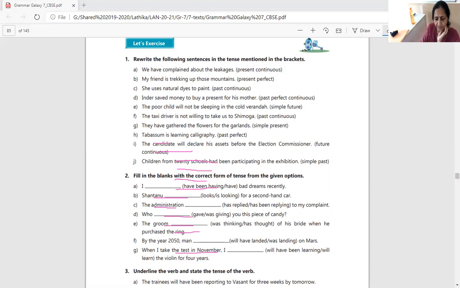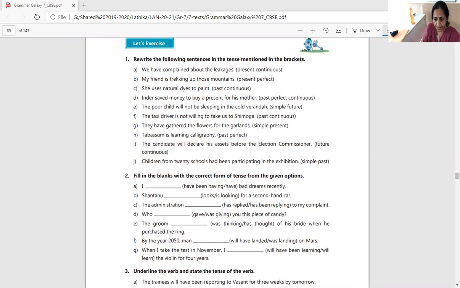Children from 20 schools had been participating. So what is the past perfect continuous? So you want it in simple past. Children participated, simple past. So please check your answer. Now we have the next part. Yes. You have to choose the correct verb form to complete the sentence.